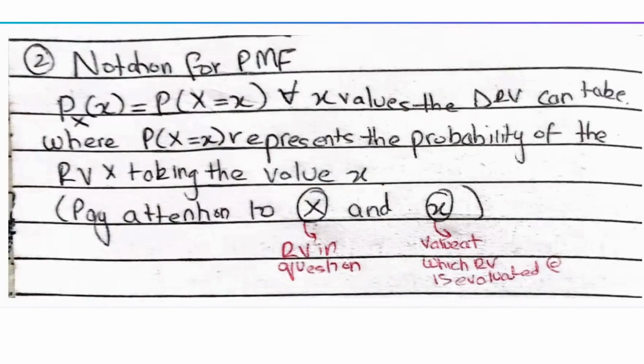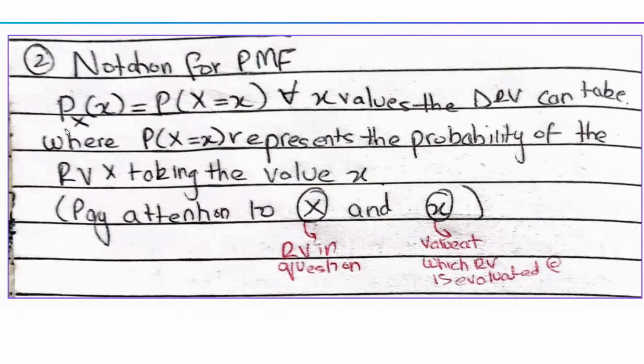Now, what is the notation for PMF? We write the notation as P_X(x). Here, note that this is a capital X, which specifies the random variable in question, and the small x is the value the discrete random variable is evaluated at. Recall that whenever we're discussing random variables, uppercase letters like the capital X here represent the random variable in question, and lowercase letters represent the values of the random variable.